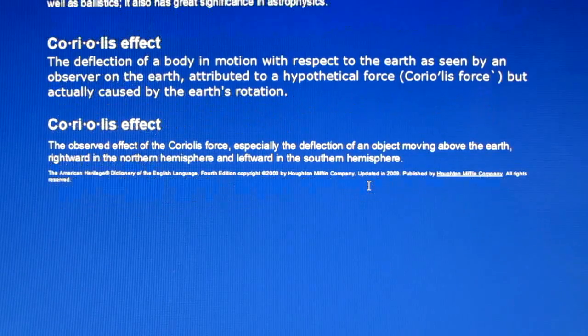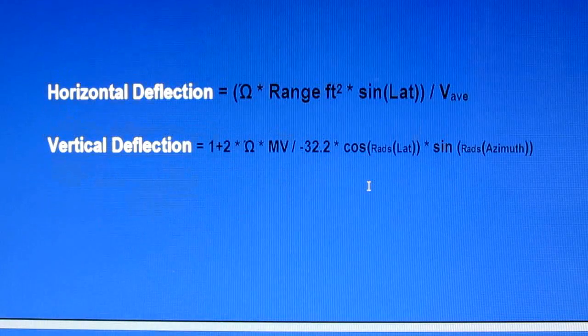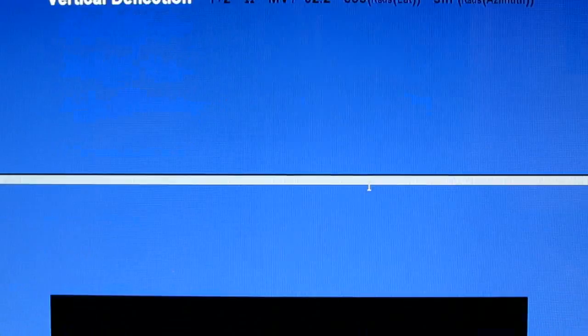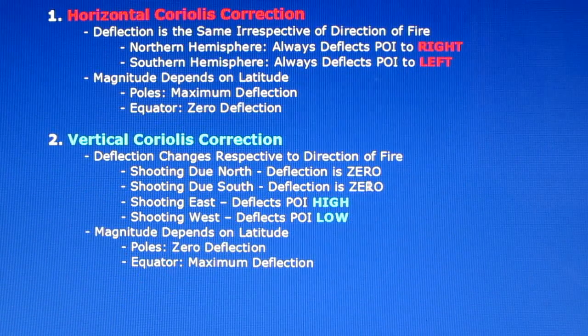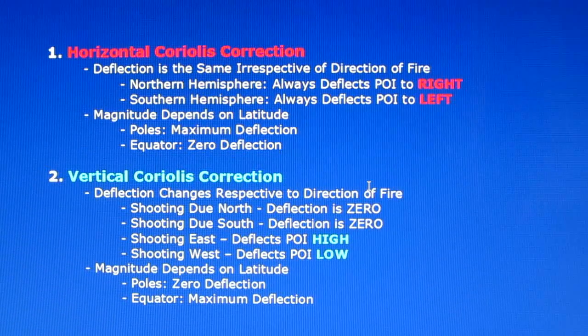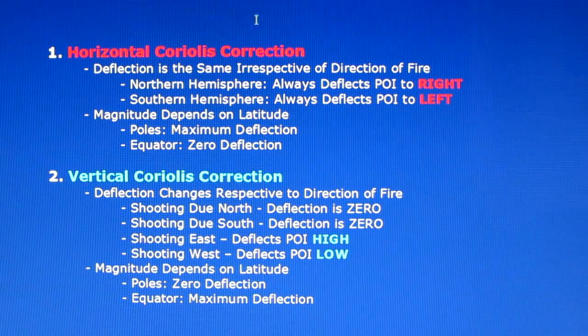Okay? Let's get into a little more. We'll get into the math in a second here. But first, let's take a look at an overview of the different aspects of Coriolis in respect to ballistics. And then I'll take you out in the field and explain it to you in a different way, and hopefully it'll make more sense after we explain this from several different angles, okay?